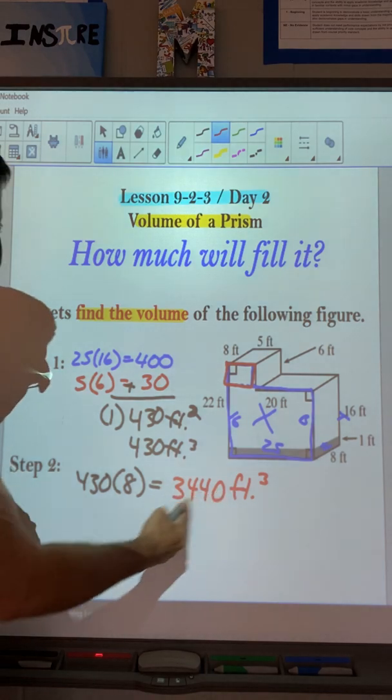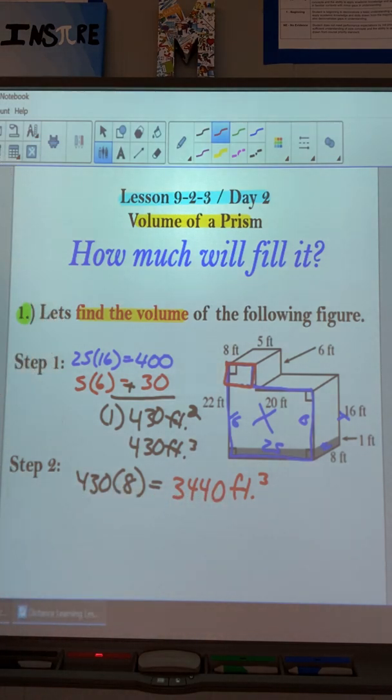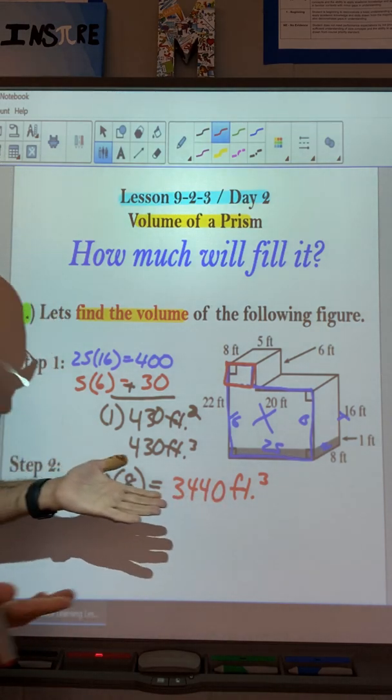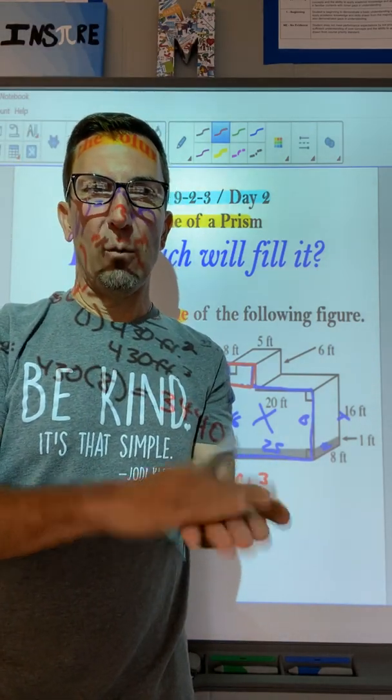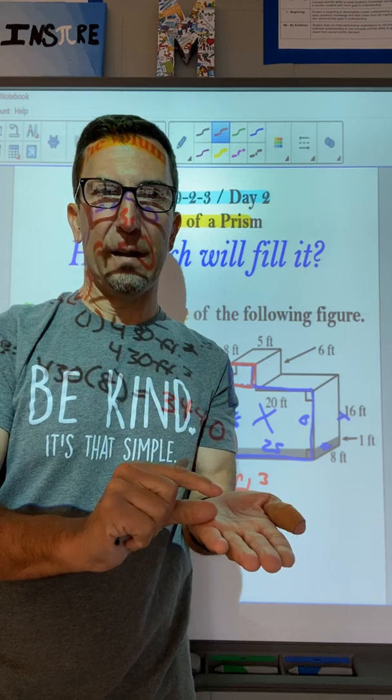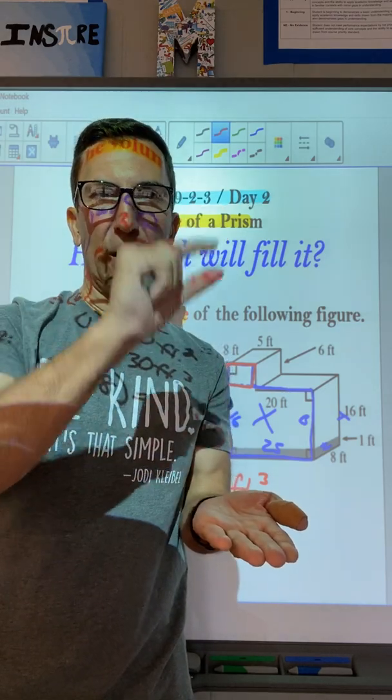Good. So this is perfect. So she multiplied that times that. And that's it. So we find the bottom layer, step 1, multiply it by 1, so it's now cubed then, and then multiply it by how tall the thing is.